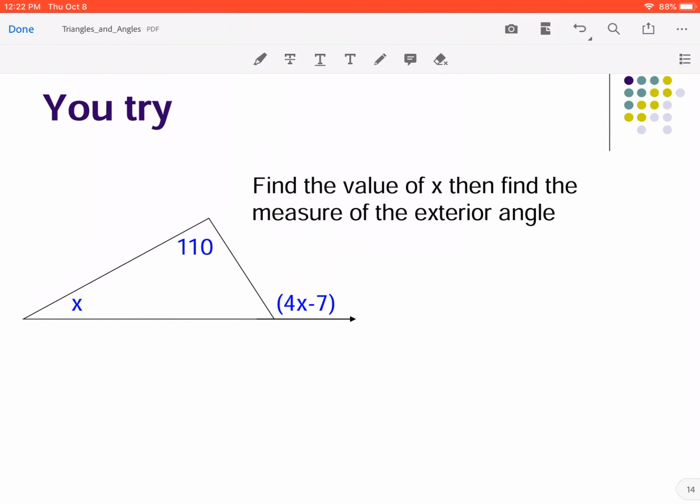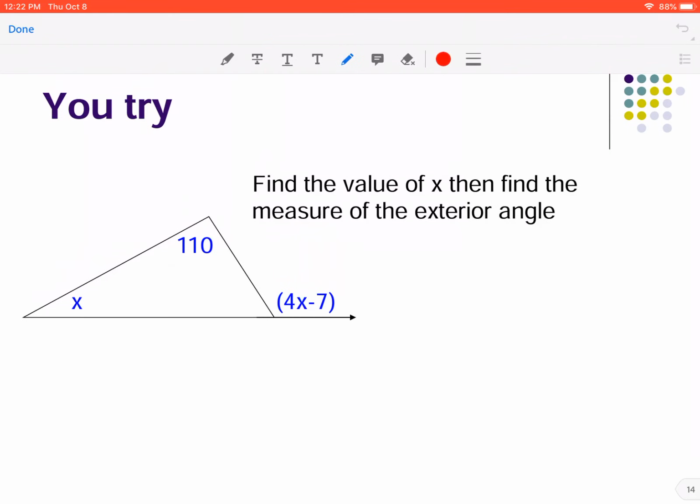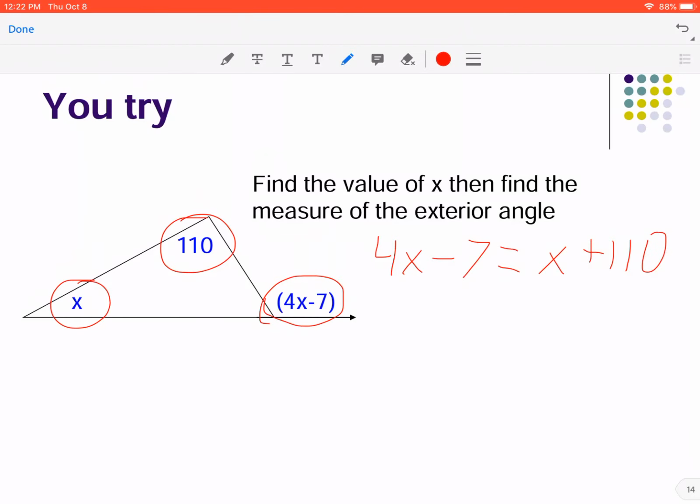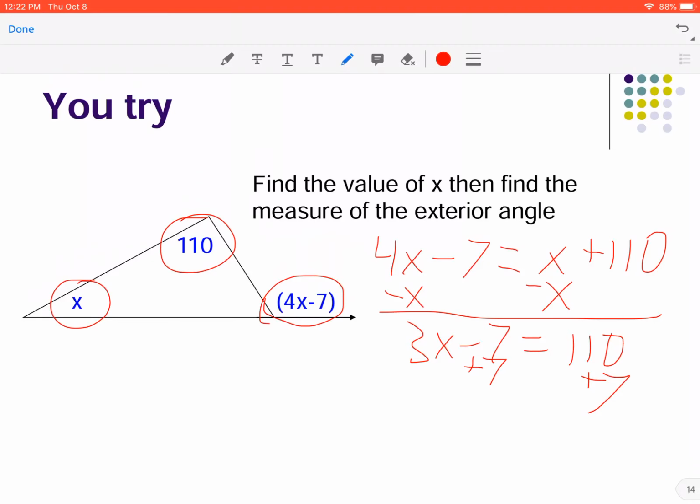All right, last one. Same thing. They don't get any tougher than this. If you can do these, this is simple. Outside exterior angle is equal to the two non-adjacent or remote interior angles added together. All right, I'd get rid of x. 3x minus 7 equals 110. How are you going to get rid of minus 7? Plus 7. All right, so we got 3x equals 117 divided by 3. Again, you can use the calculator on these. X equals 39.